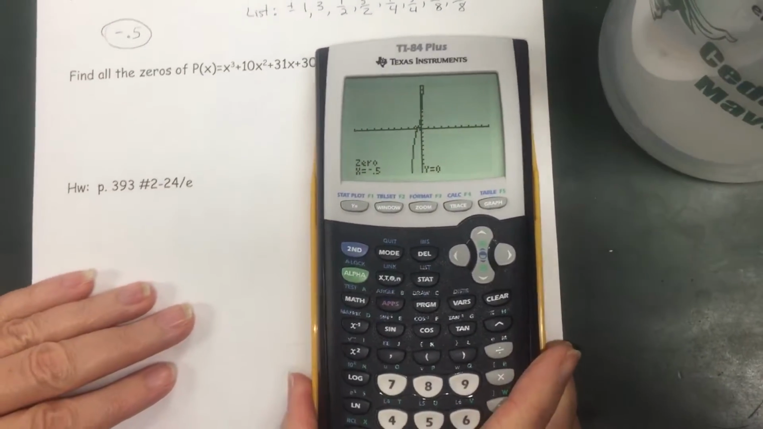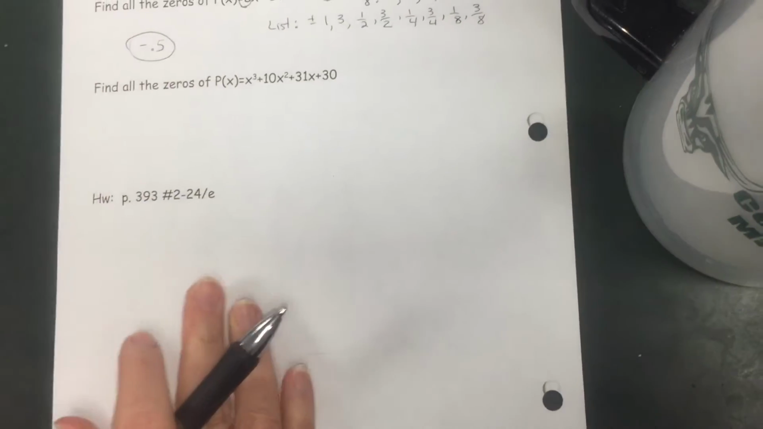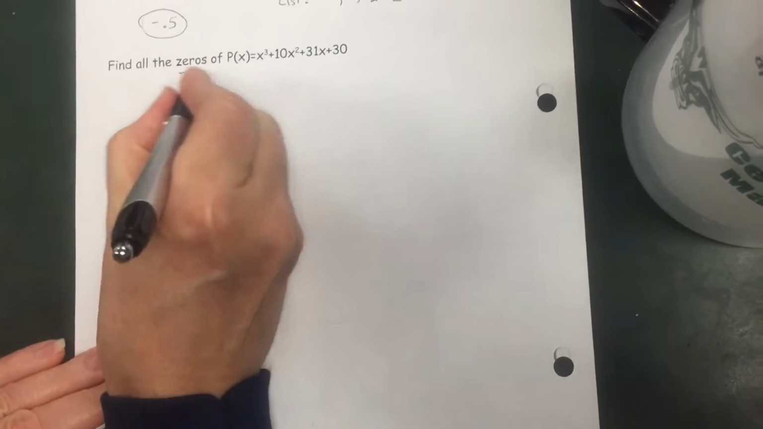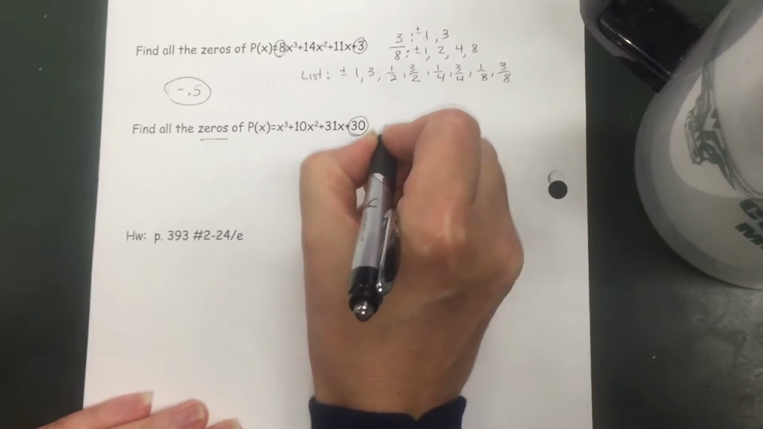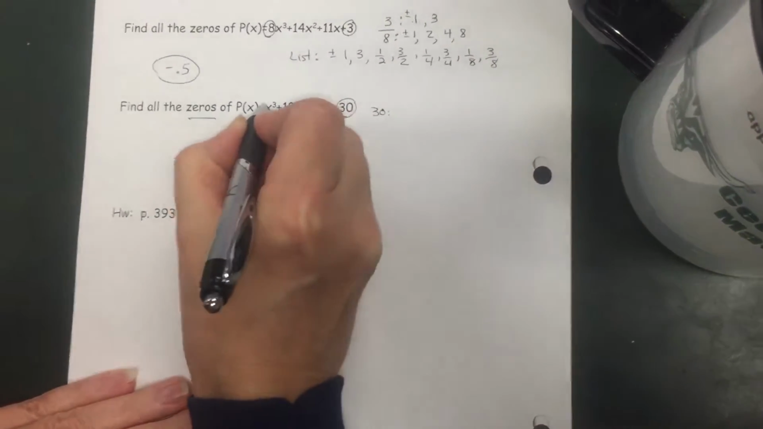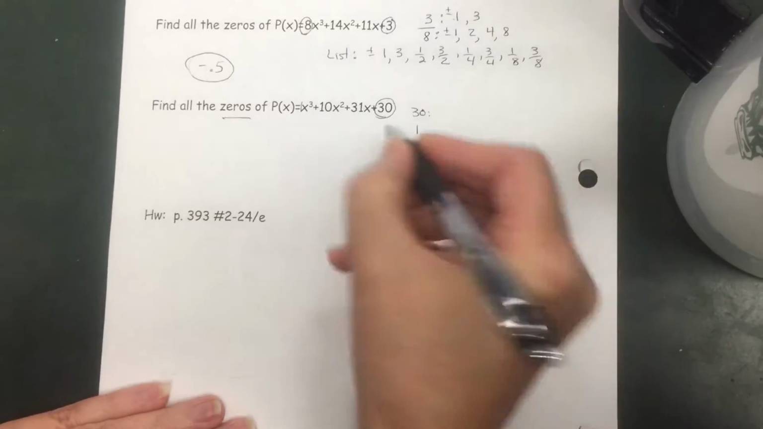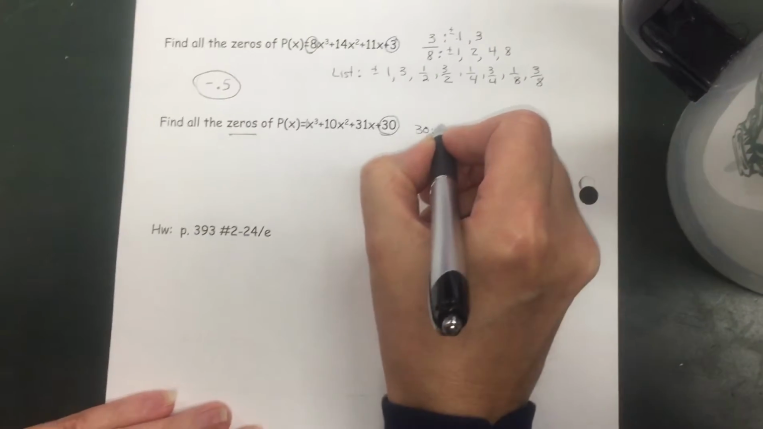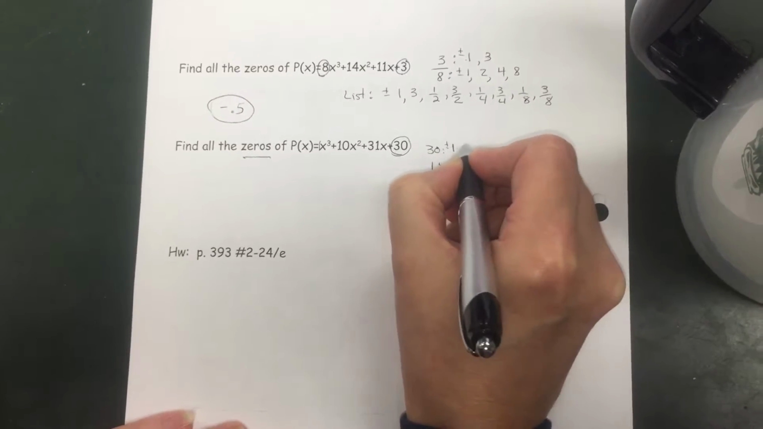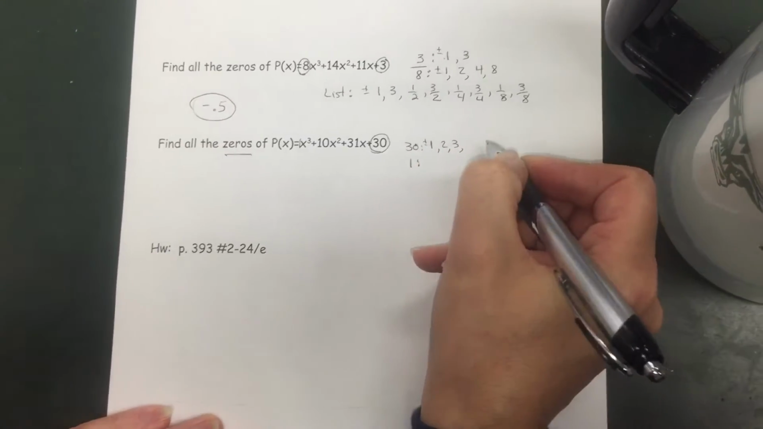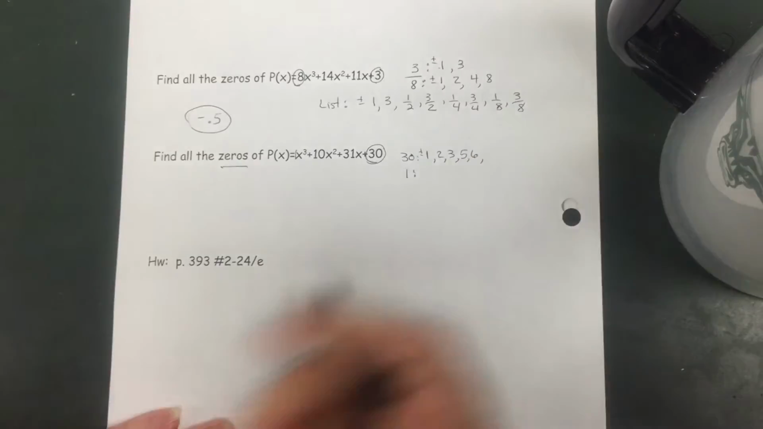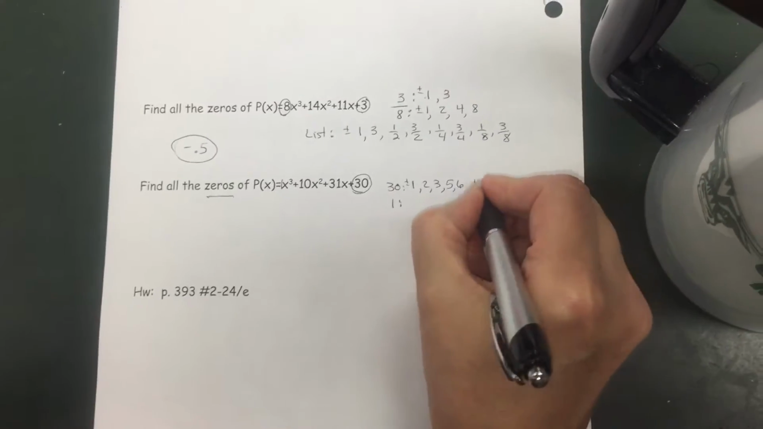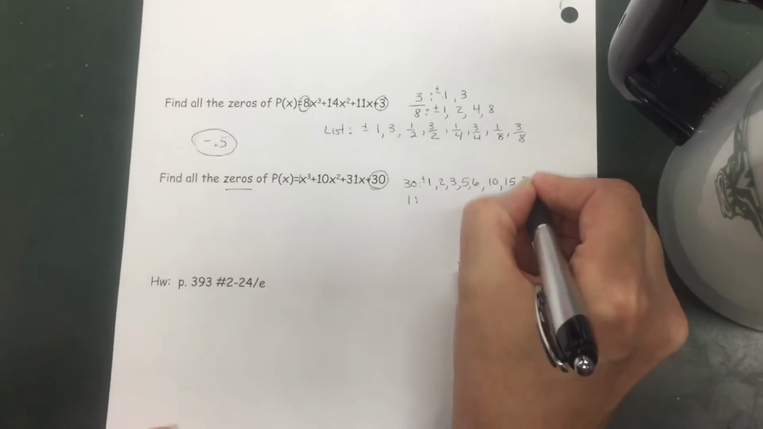All right, let's try the last problem. First of all, we're going to find all the zeros of the polynomial. So again, I might want to make my list. I have this value of 30 divided by the lead coefficient of 1. So just to make my list, I need all these factors. So I need 1, plus or minus 2, 3, 5, and 6. And then we have 3 times 10, 2 times 15, and 1 times 30.